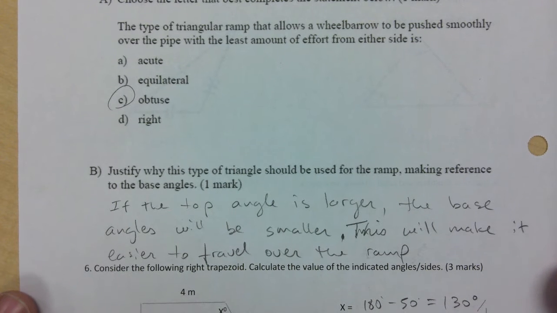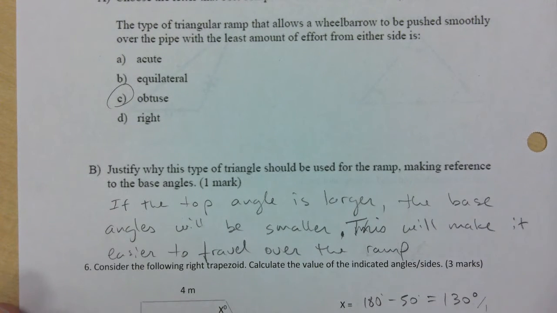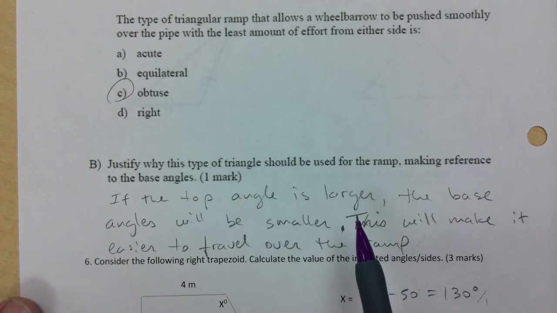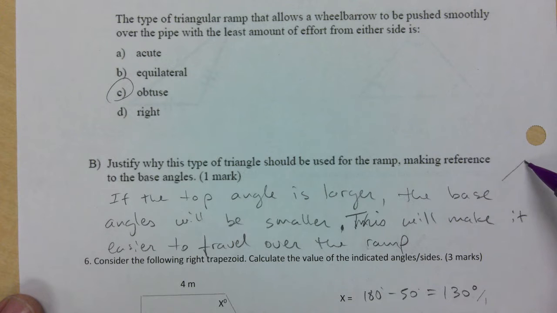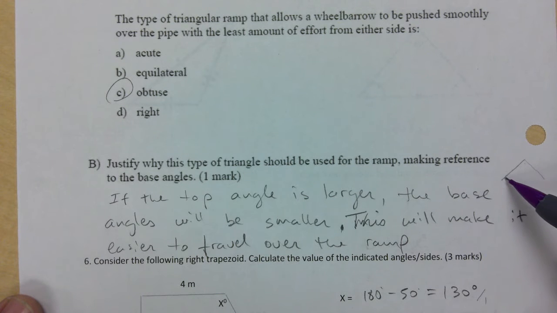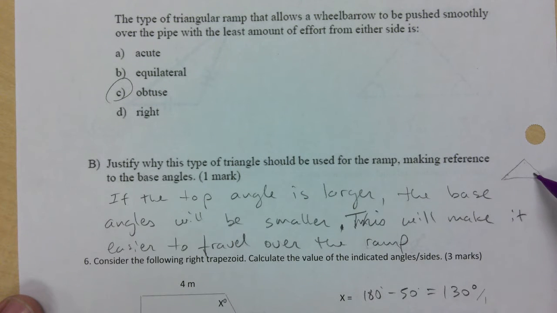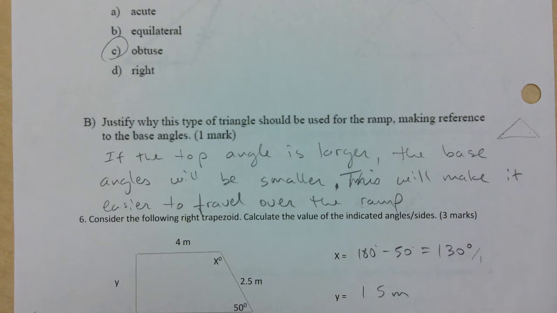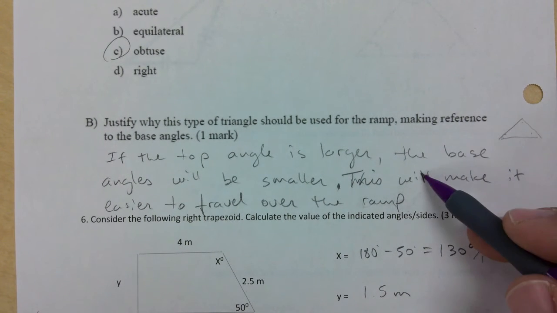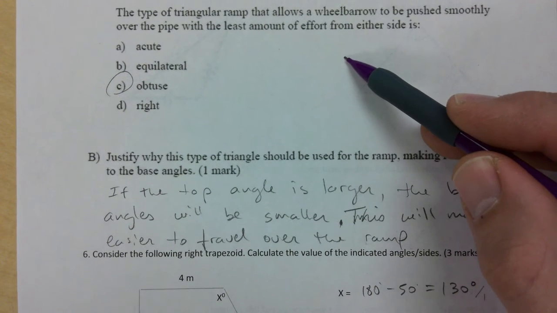Justify why this type of triangle should be used for the ramp. So you get 1 mark for the correct choice there. If the top angle is larger, the base angle will be smaller. This will make it easier to travel over the ramp. So the bigger the top, the smaller these are, and smaller at the bases means it's not as steep.